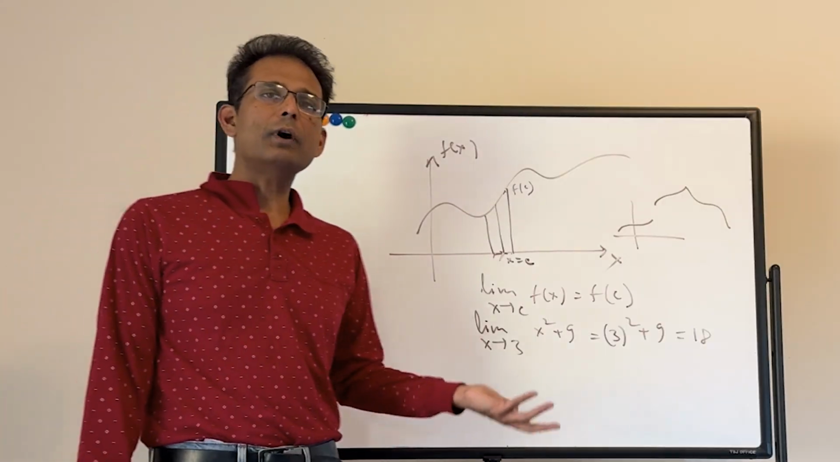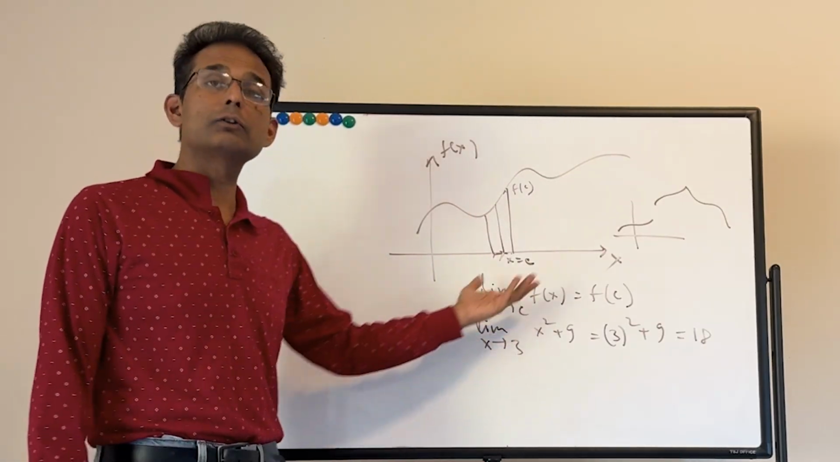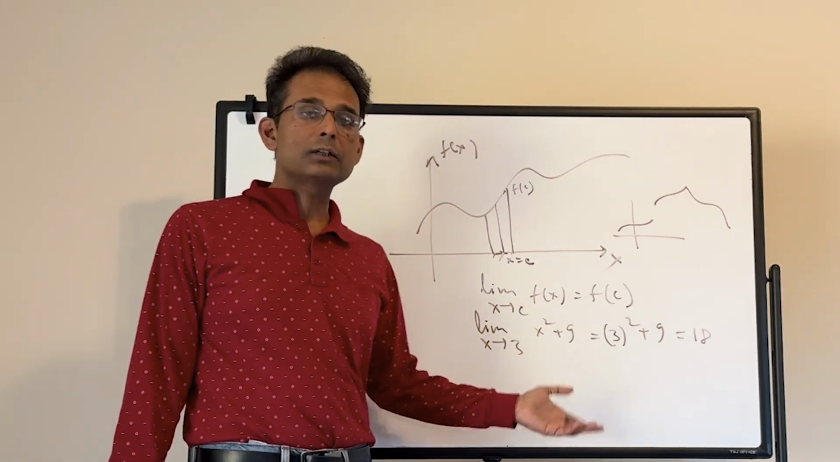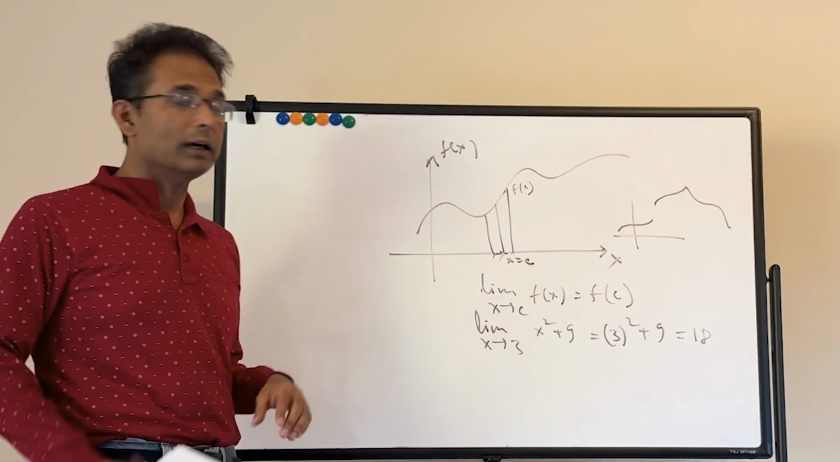So the question comes, why do this fancy thing, like limit x goes towards 3? I mean, why not just evaluate this function at x equal to 3? And why do you need this concept, limit? It will be clear in the next example.